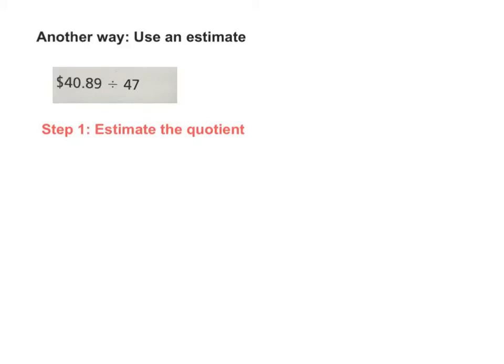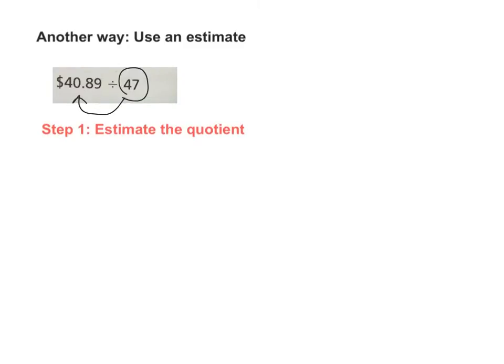Let's first do step 1, which is to estimate the quotient. Okay. Adriana, what's the first step we need to do when we're estimating? See if the divisor is bigger or the dividend. We need to see if the divisor is bigger or the dividend is bigger. Give me a thumbs up if the dividend is bigger, a thumbs down if the divisor is bigger. I see lots of thumbs downs, which tells me that the divisor of 47 is bigger than the dividend of $40.89.